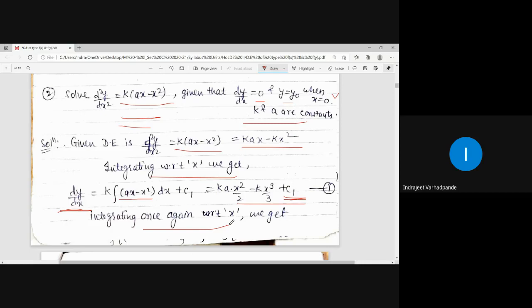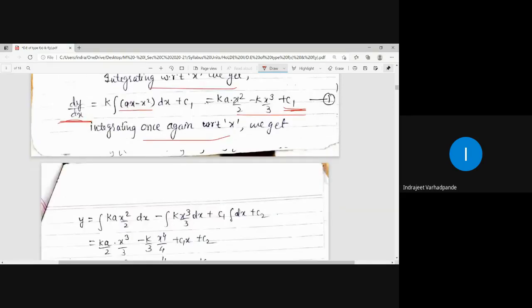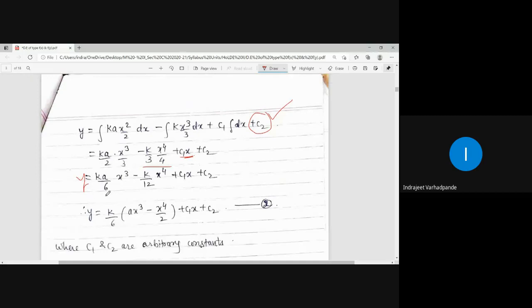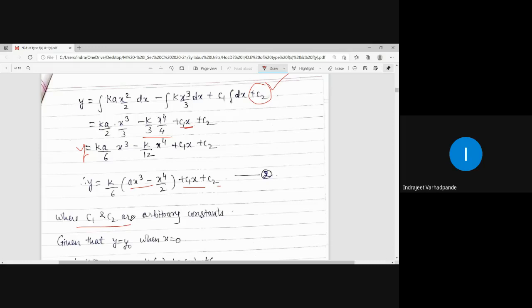Again integrating with respect to x, we get y is equal to integration of this plus arbitrary constant c2. So k a, integration of x square is x cube by 3. Integration of x cube is x to the power 4 by 4. Integration of c1 dx is c1 into x. So we simplify the terms. We get the answer in the form y is equal to k by 6 times (ax cube minus x to the power 4 by 2) plus c1x plus c2, where c1 and c2 are arbitrary constants.